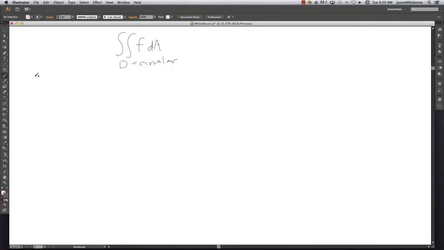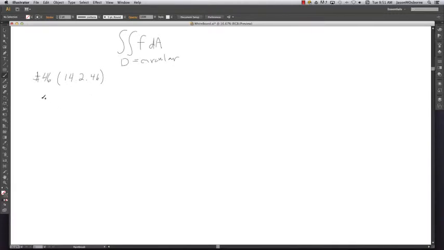So in this case, this is problem number 46, section 14.2, number 46. In this problem they ask you to find the volume of the region bounded by the cylinder. The cylinder they've given us is x squared plus y squared is equal to 4.